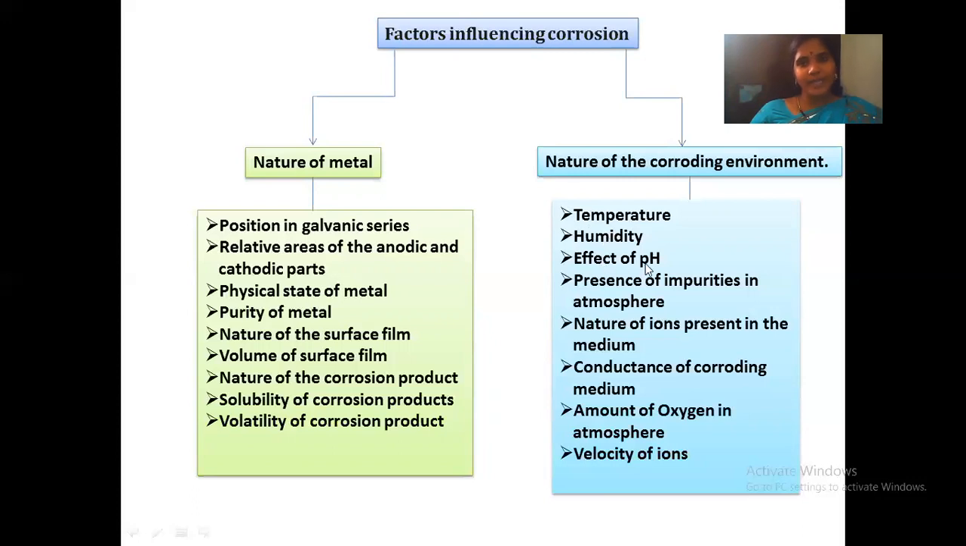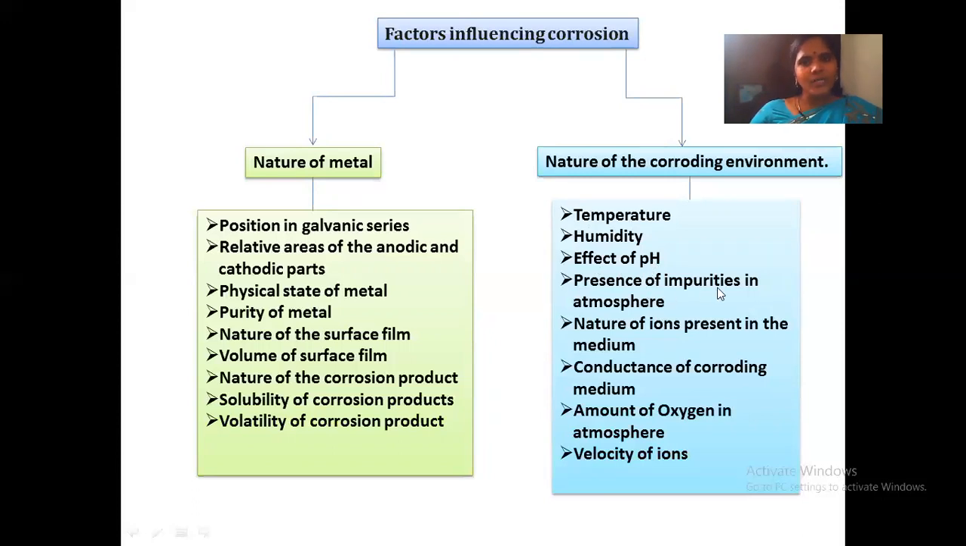Next is the effect of pH. You can consider acid, base or alkaline conditions. The metal will undergo more corrosion when the pH is less than 7, meaning a metal in contact with an acid corrodes more than one in contact with a base or alkaline.